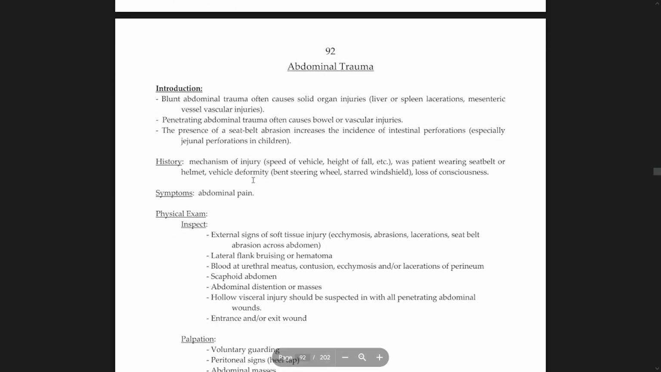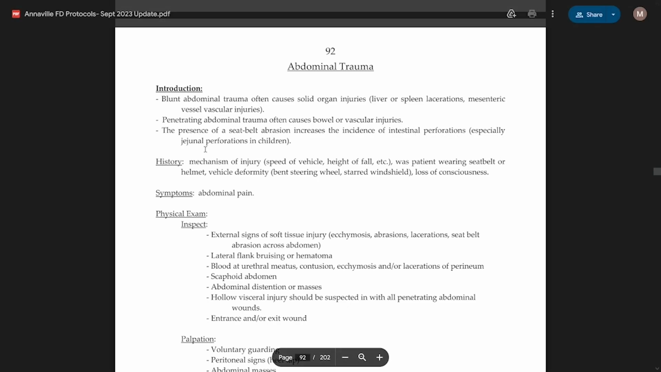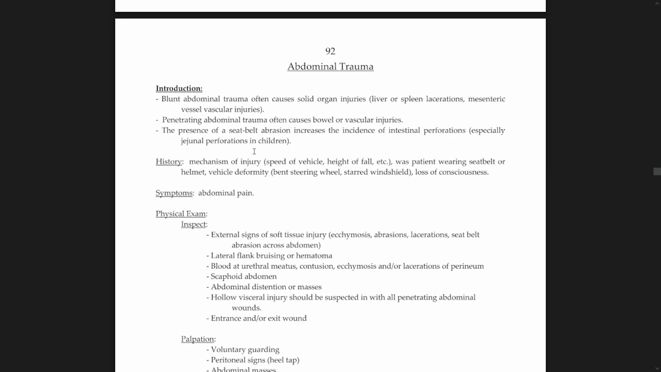For abdominal traumas, to introduce this, it's blunt abdominal trauma that often is caused from solid organ injuries, such as the liver or spleen laceration, mesenteric vessel vascular injuries. Penetrating abdominal trauma can often cause bowel or vascular injuries. The presence of seatbelt abrasions increase the incidence of intestinal perforations, especially jejunal perforations in children.